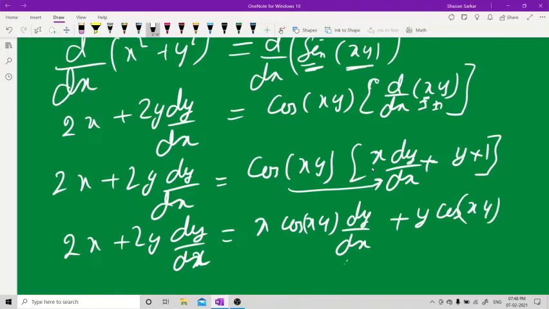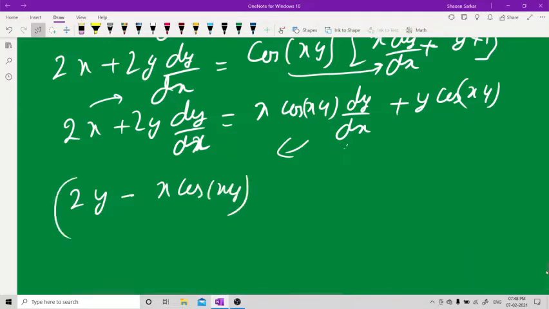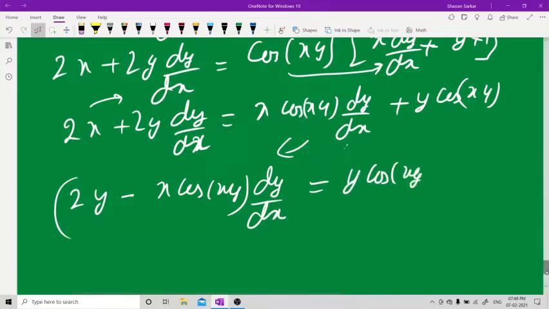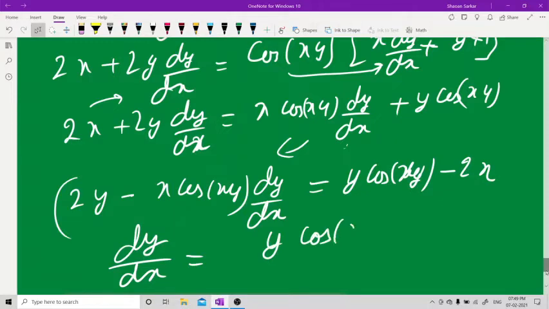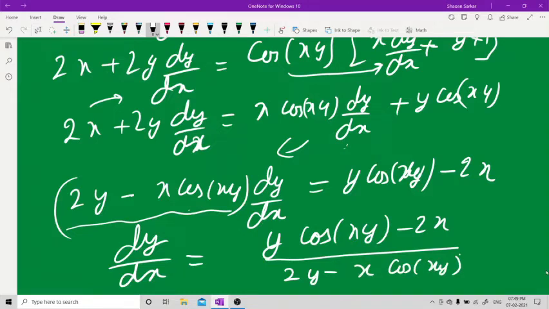Bring the dy by dx to one side and take this on the other side. So now you have 2y minus x cos xy dy by dx is equal to y cos xy minus 2x. So dy by dx is equal to y cos xy minus 2x, and take this in the denominator, 2y minus x cos xy. Now next question.